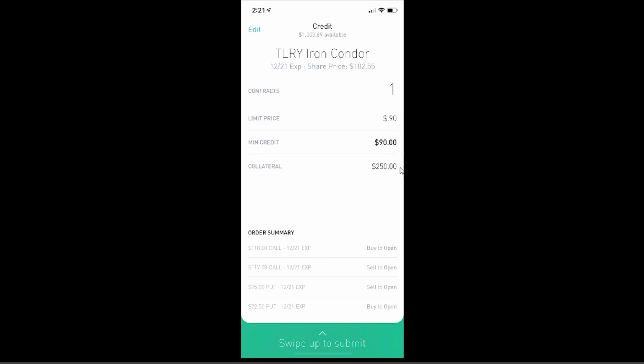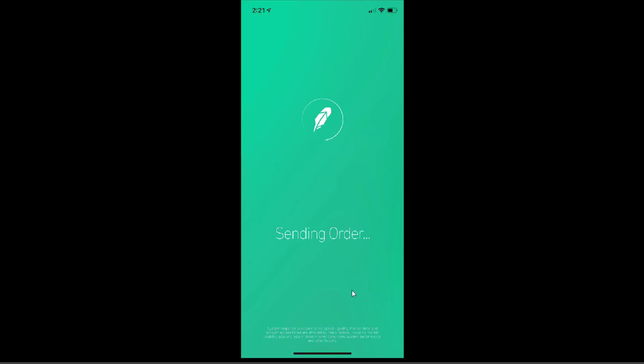So I'm risking 90 to make 250, and I always want to have, you know, a 1-to-3 ratio. All right, so I don't want to risk $250 to make 25. I always want to have it right to that 1-to-3 ratio, and this is right in there. Okay, so now I'm just going to swipe up to submit, sending order, order received. Boom, we are finished.